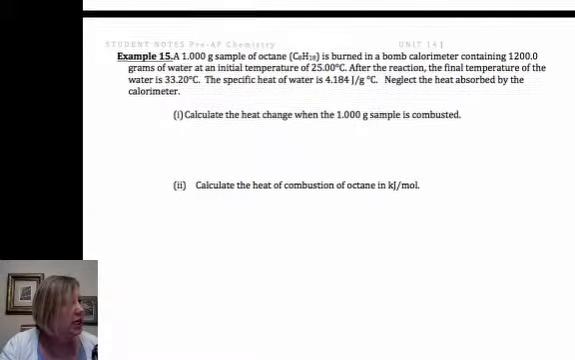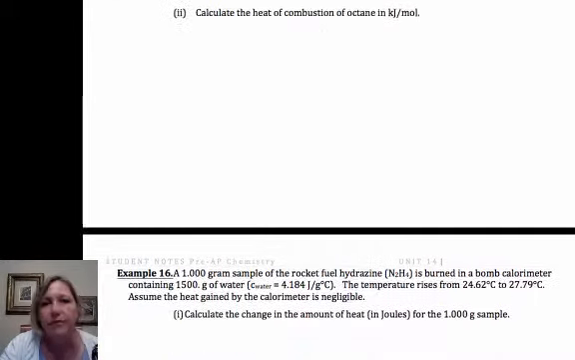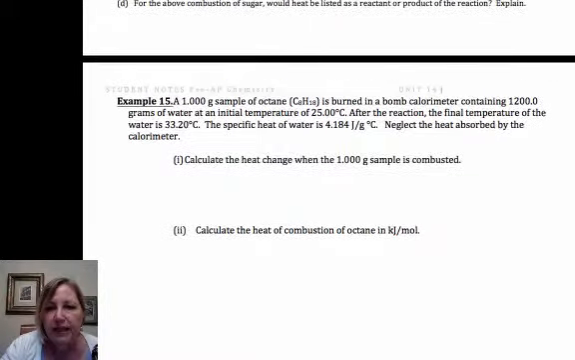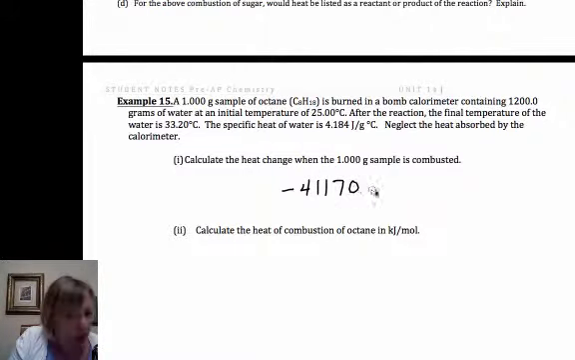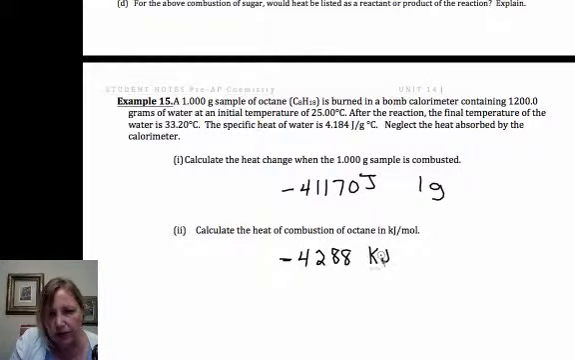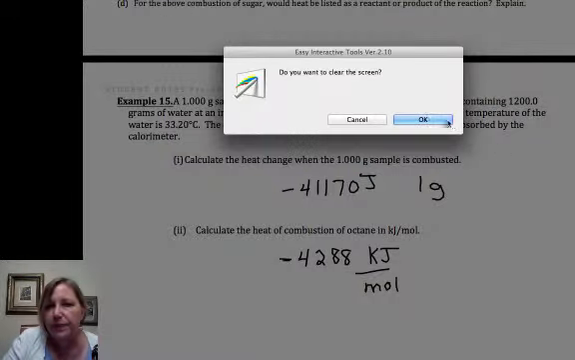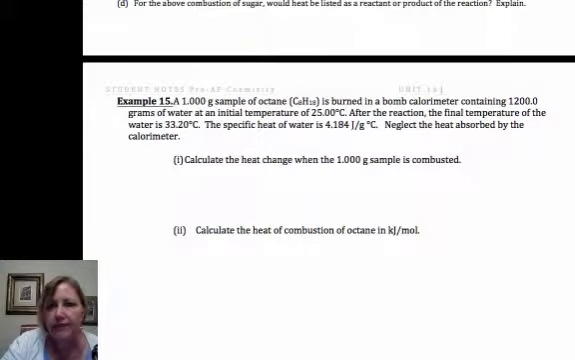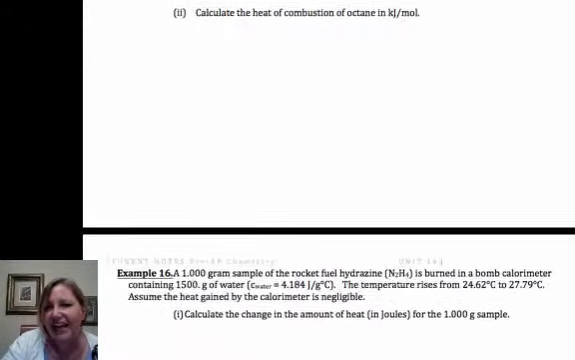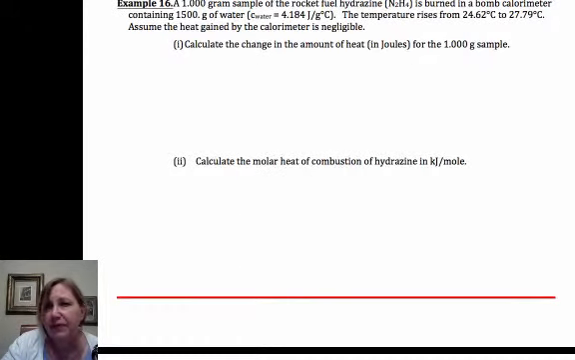Okay, I'm going to just do the rocket fuel example, and let me give you the answer for this one. So this one turns out to be, should be minus 41170 joules for the 1 gram, and it's minus 4288 kilojoules for 1 mole. Okay, so jot those answers down, and I'm going to just do the hydrazine one. I don't know why, mainly because I think rocket fuel's more fun than octane. That's no other reason than that. Hey, something's burning, way cool.